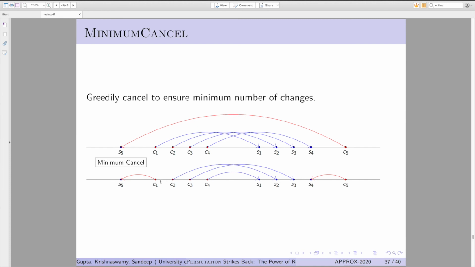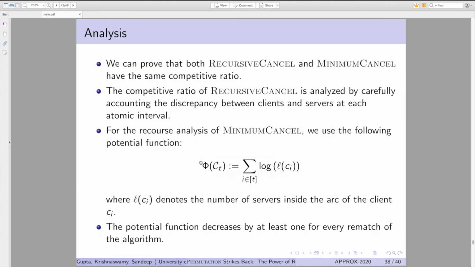We could do this process iteratively, but the goal is to do this greedily for every backward arc. We add forward arcs as they are, and when a backward arc comes, you look at all these clients and servers. You find a new optimal matching between these that has no intersecting forward and backward arcs, but changes the minimum number of arcs. So this is minimum cancel. As mentioned earlier, both the algorithms have the same competitive ratio. However, our final algorithm is minimum cancel, and we analyze the recourse of it.